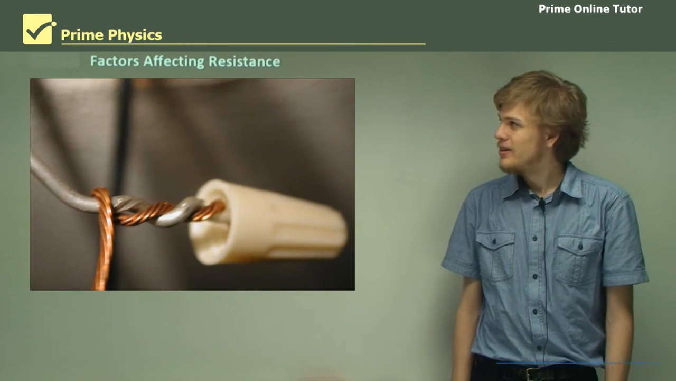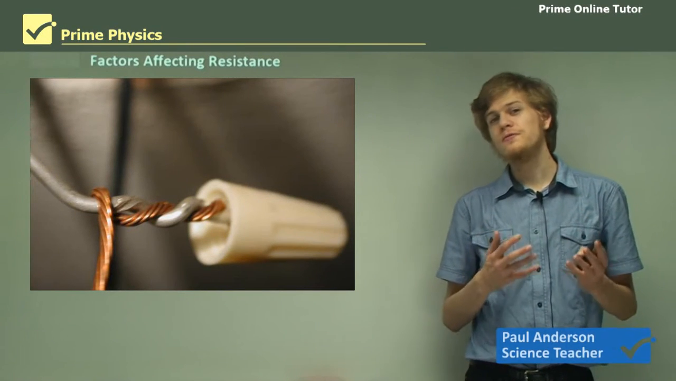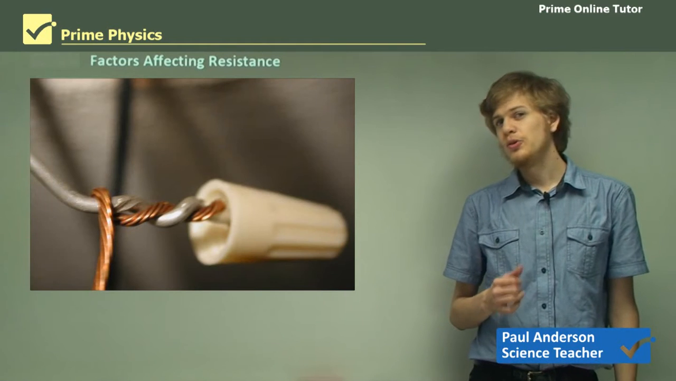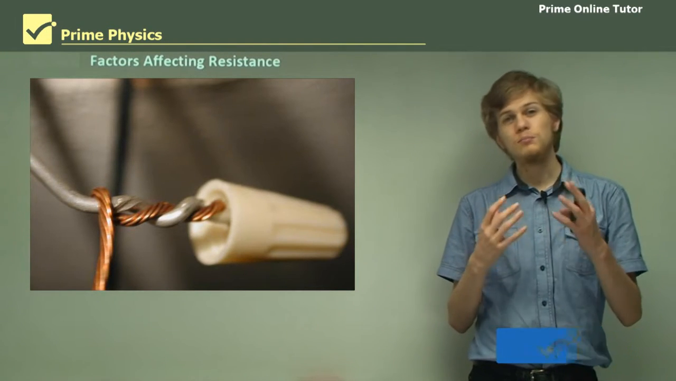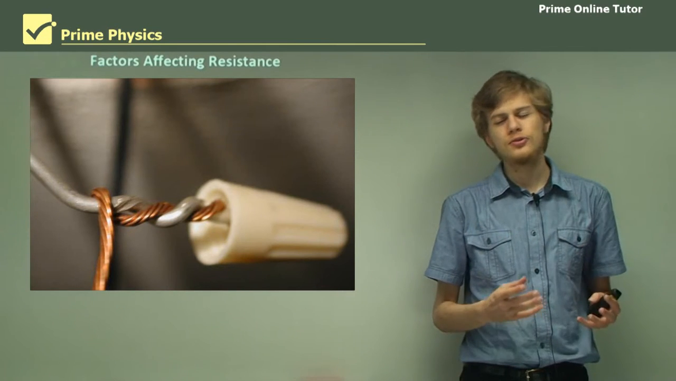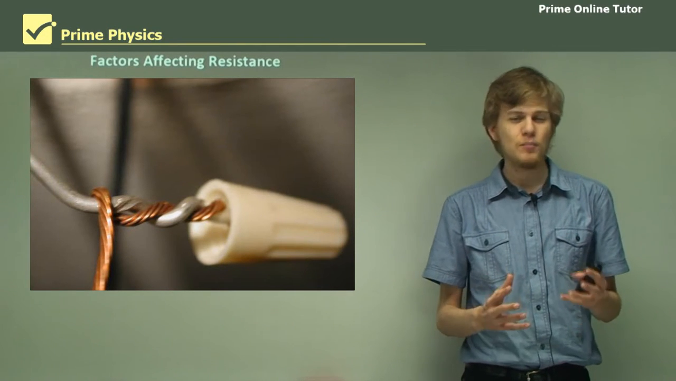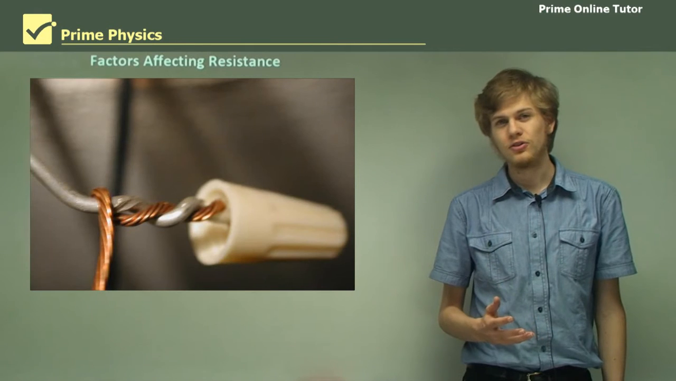Hi guys, today we're going to be learning about some of the factors affecting resistance. Now that we know a little bit about what resistance is and how it works, we can start figuring out a model to show how it works on an atomic scale and use that model to predict what will affect the resistance.